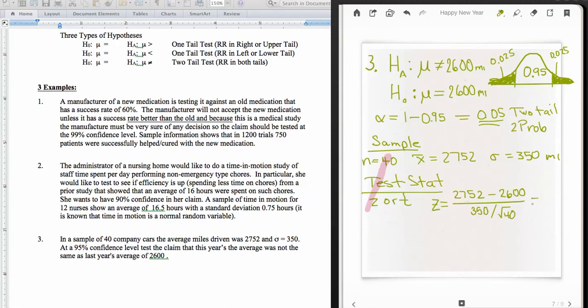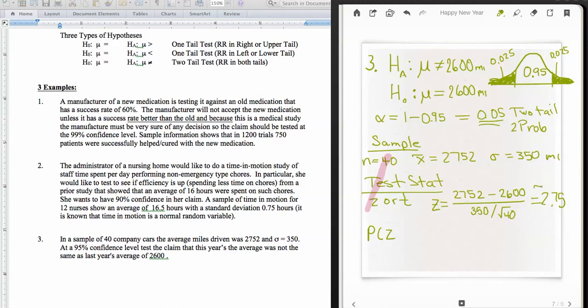So now I'll go ahead and compute this. I have the 2752 minus the 2600, and then I'm going to divide that by 350, and then multiply that by the square root of 40, and to 2 decimal places I get that this value is 2.75. So there's my z value. Now I need to find the probability of that. The probability of a z, now this is a positive value, and this is where it's kind of tricky because you've got two tails, right? How do I find this probability?